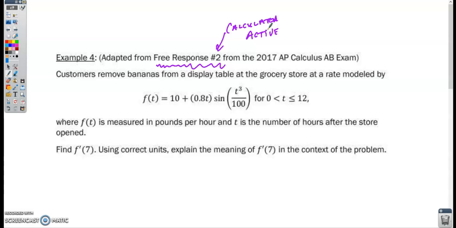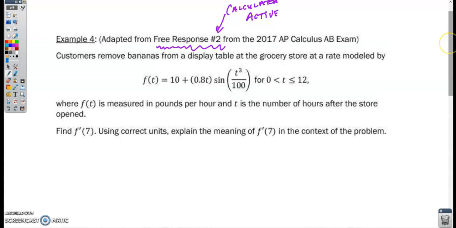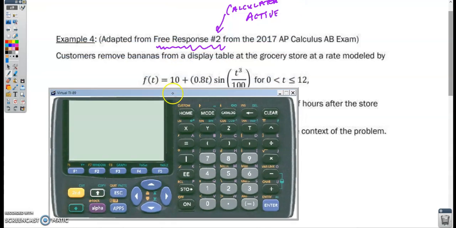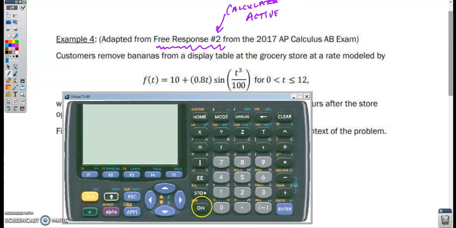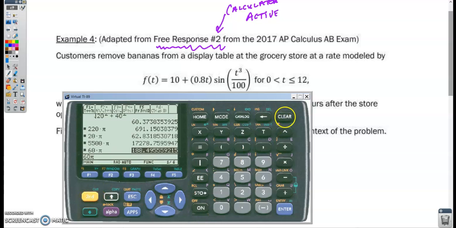So that means we know we have our calculator available to us to complete this problem, and so we're going to use the numerical derivative to help us find f prime of 7. So I'm going to go ahead and break my calculator out, and what I want to do is take the derivative of this at 7. So I'm going to go ahead and use my numerical derivative. Use whatever keystrokes are appropriate for the calculator that you're using.